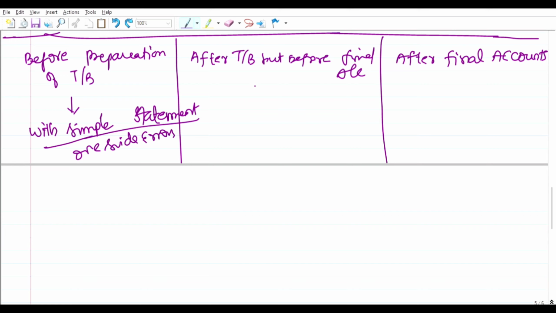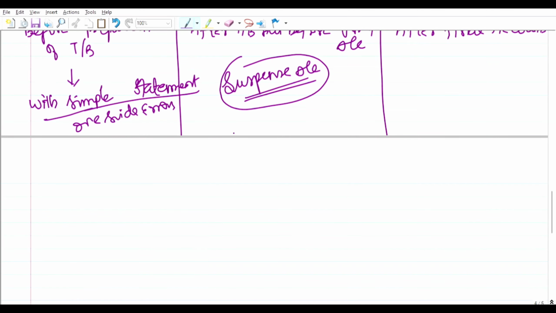And after preparation of trial balance, but before final accounts, in this we are going to use the name suspense account. Okay, suspense account. What does suspense account mean and why are we going to use the suspense account? See, what is trial balance? Trial balance discloses the arithmetical accuracy.